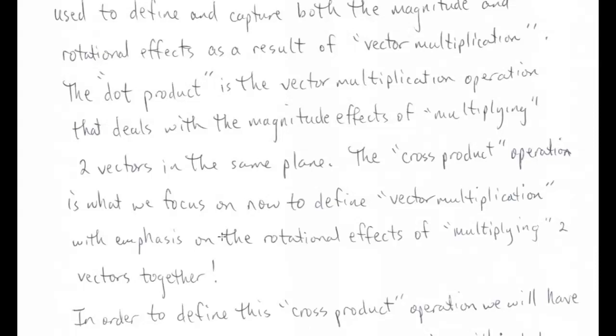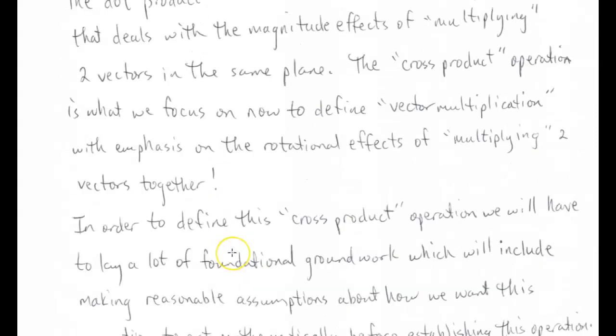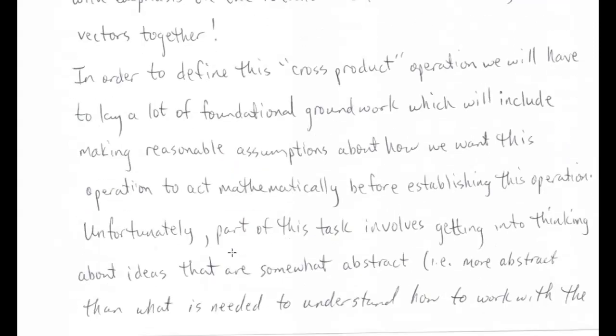Now, what the cross product operation does is that since vectors interact with each other and have both a magnitude and a rotational component, the cross product sort of embodies what goes on in that rotational component. And so we're going to talk more about that now. In order to define the cross product, we'll have to lay some foundational groundwork, and that's what this first video is all about. And we need to make some reasonable assumptions based upon how we want this particular operation to work mathematically.